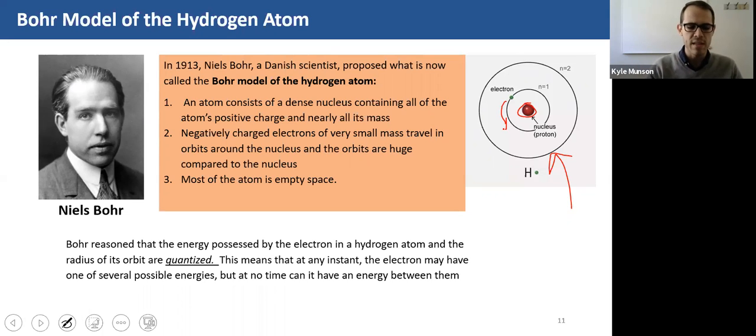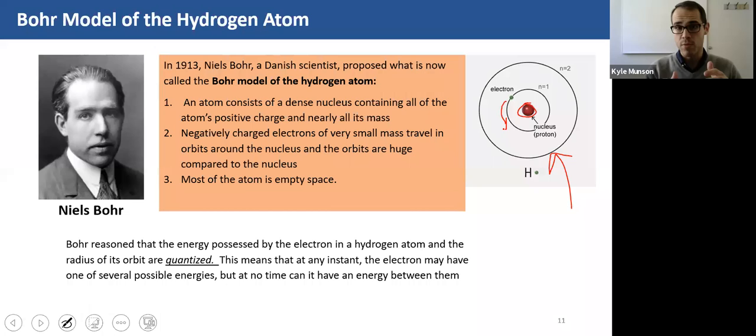So Bohr reasoned that the energy possessed by the electron in a hydrogen atom, hydrogen only has one electron, and the radii of its orbit are quantized. What does that mean? It means that at any instant, the electron may have one of several possible energies, but at no time can it have an energy in between them. We're going to talk about what that means in a second.